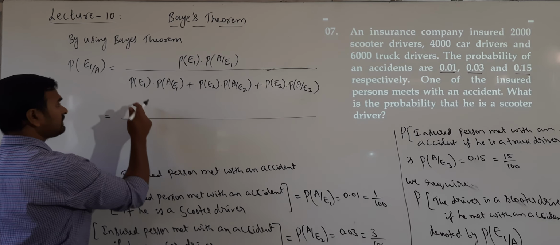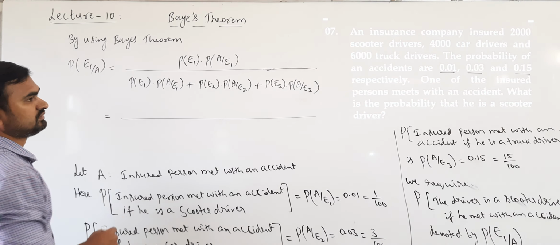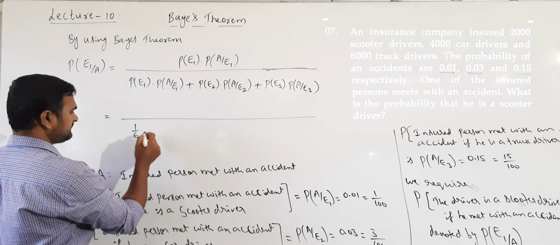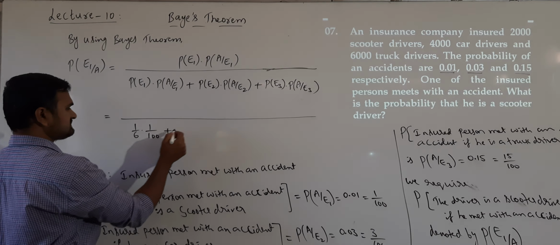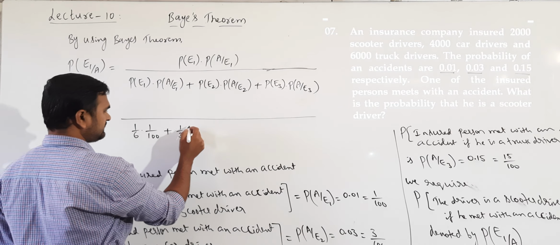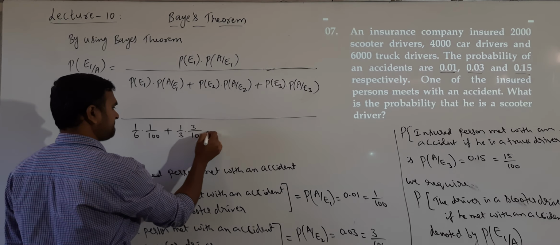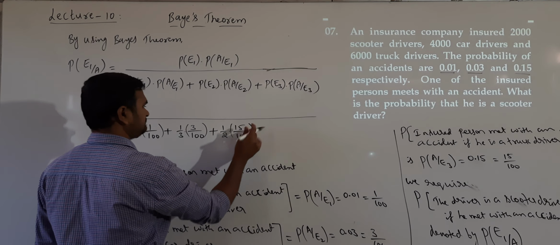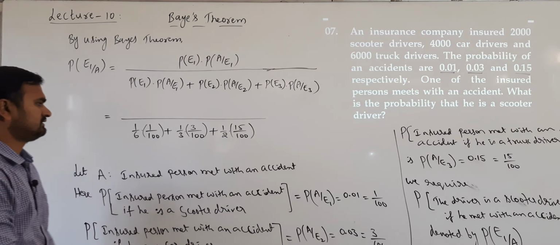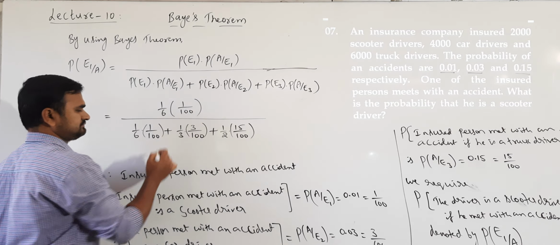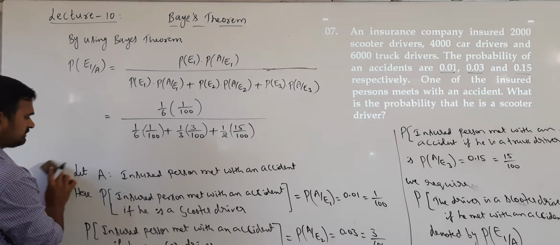Denominator, it is 1 by 6 into probability of A given E1, which is 1 by 100, plus 1 by 3 into 3 by 100, plus 1 by 2 into 15 by 100. These are the three cases. Now we write the first case in the numerator, 1 by 6 into 1 by 100. Let us simplify it, we will get the required probability.